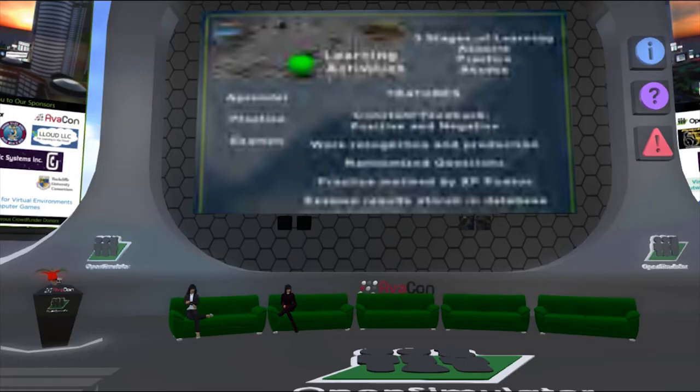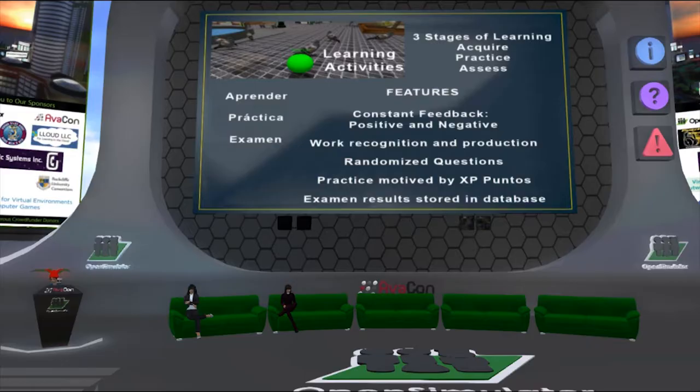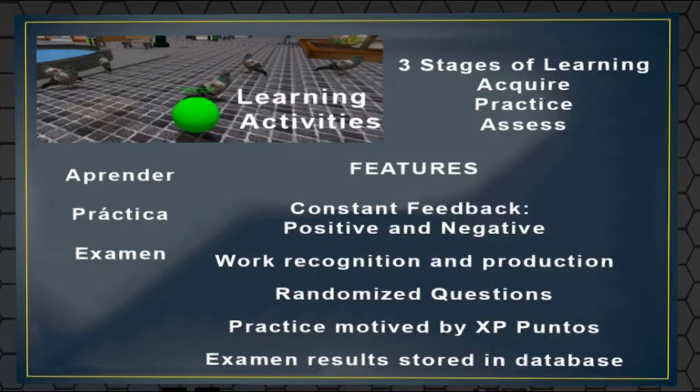Let's go on to the next slide. So our learning activities embedded within all the spaces are these green balls. I wanted to make it so it's not necessarily jumping out at you that there are things to touch. It looks like a pretty natural environment. But there are these green balls situated around that if you click on, it'll pop up a menu for you. And the first stage was the acquisition stage. That would be the acquire, the aprender, where you're going to learn.